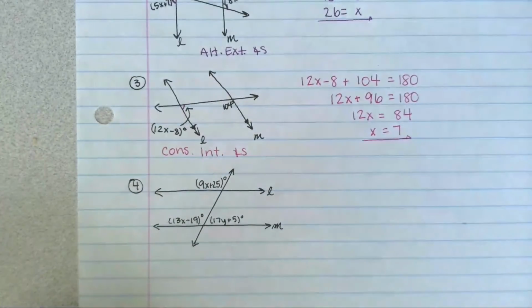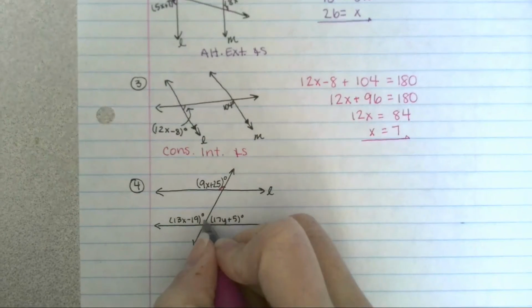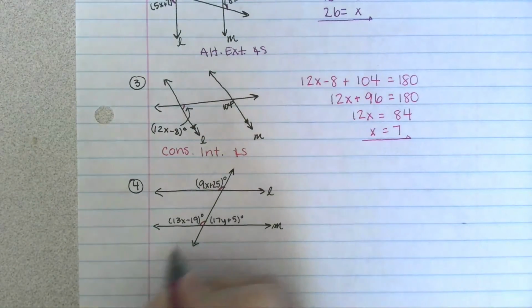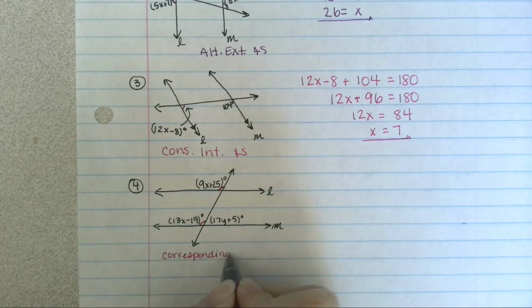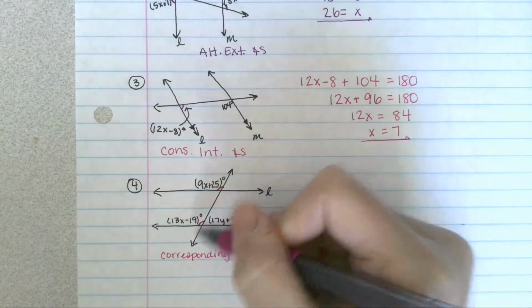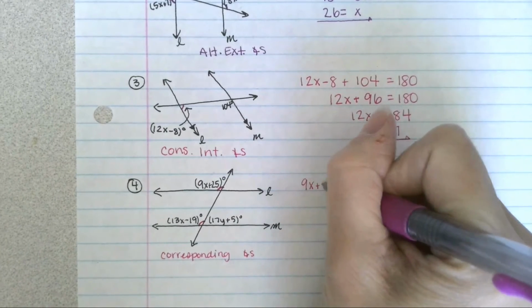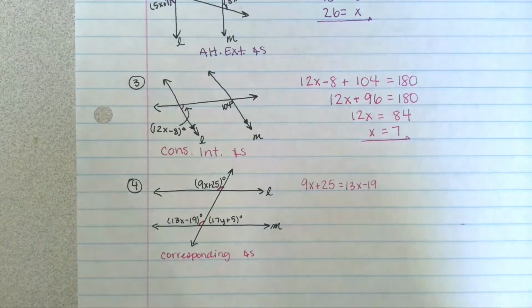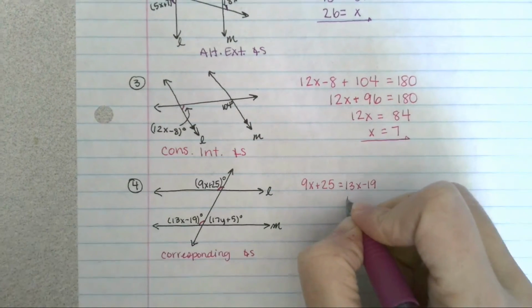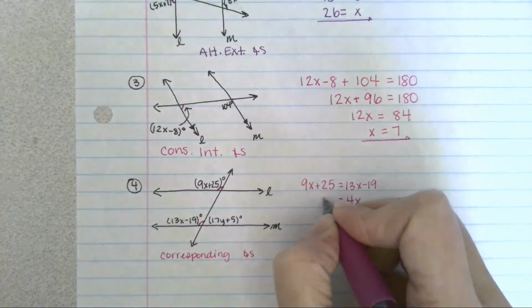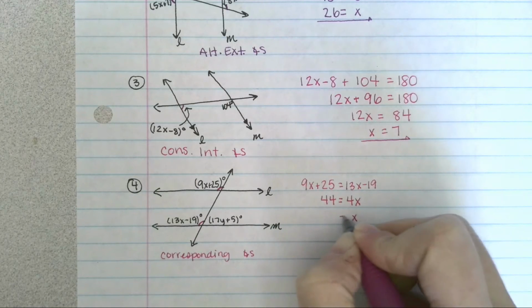The first thing I want to do is use my two x value problems. These are corresponding angles. For the first set, I know that corresponding angles are congruent. They're in the same position, so I can set them equal to each other. So 9x plus 25 equals 13x minus 19. If I subtract 9x over, then I'll get 4x on the right, and then I'll add 19 over, and that'll give me 44 here, which means that x is 11.